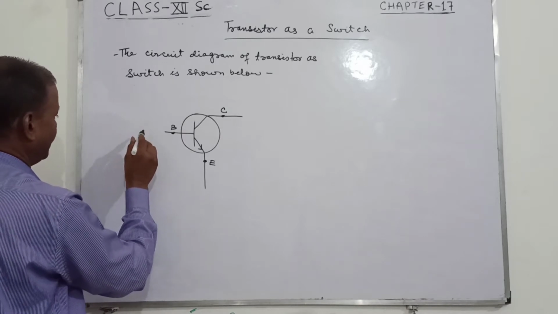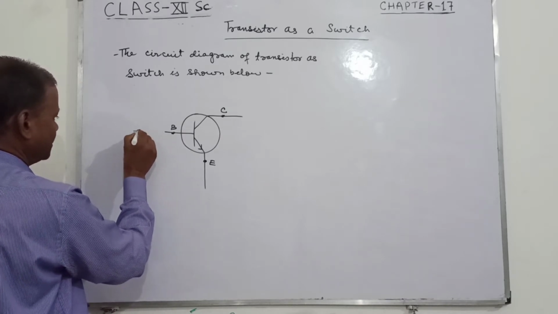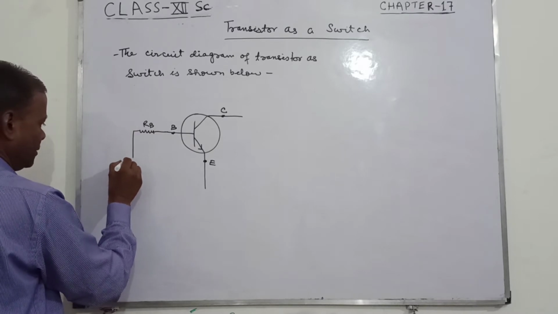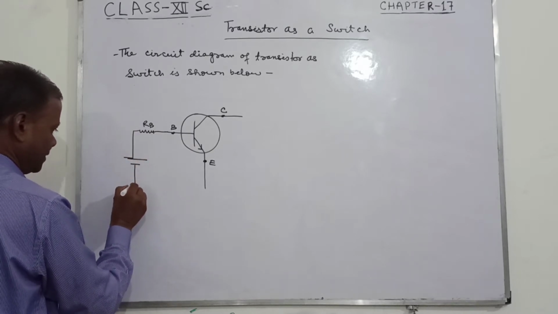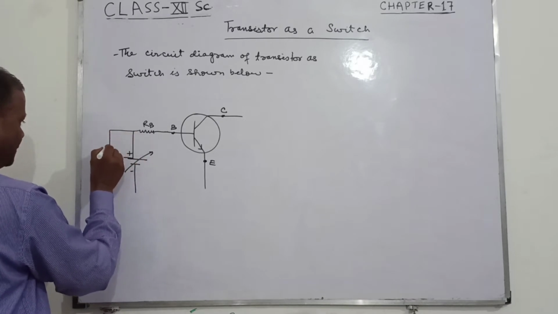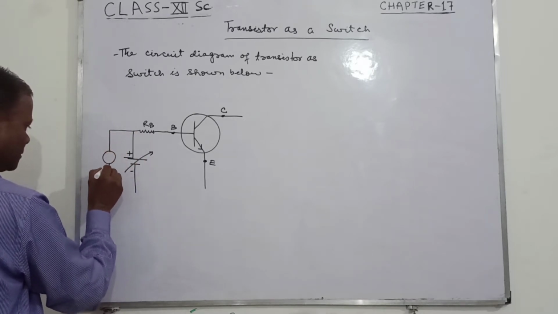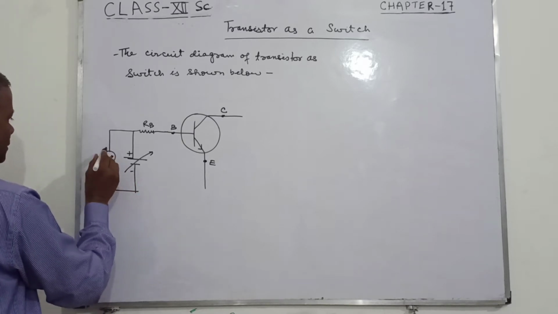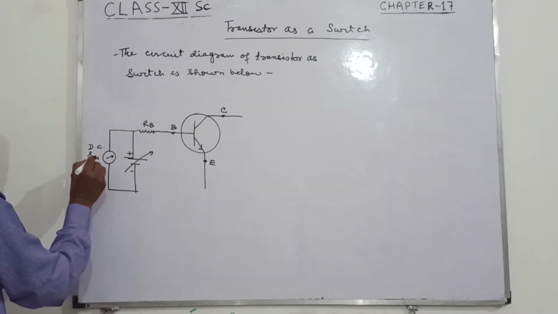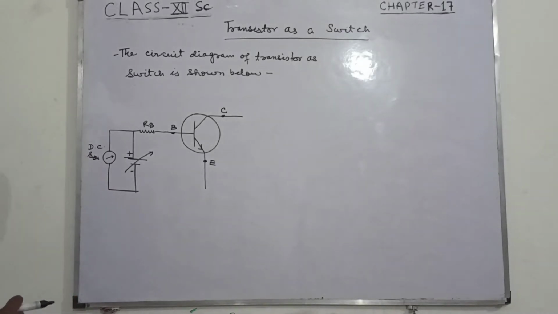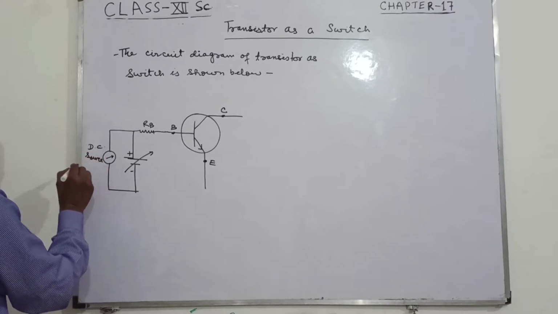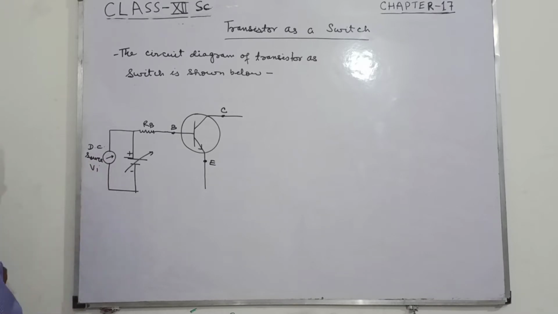Here we have a resistance, this is RB. Here we have a battery, positive and negative, and here we apply the DC source. So this is VI, the input.